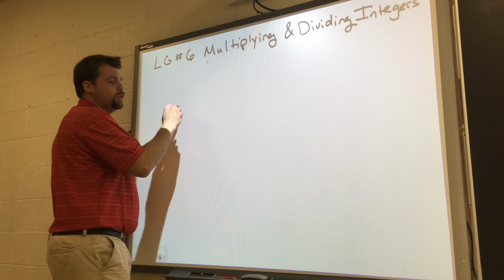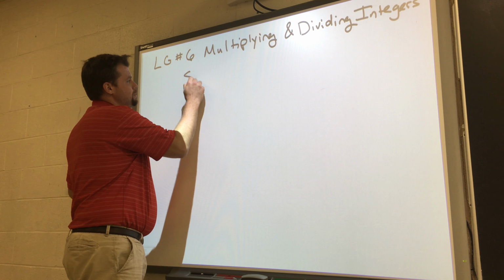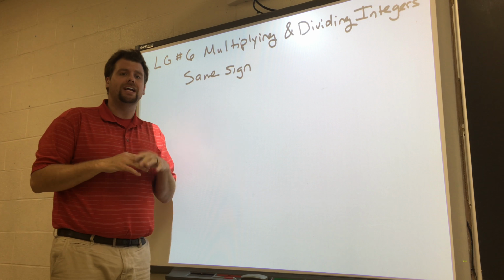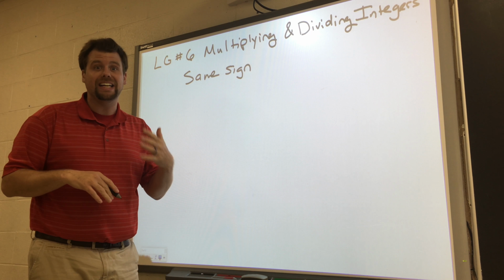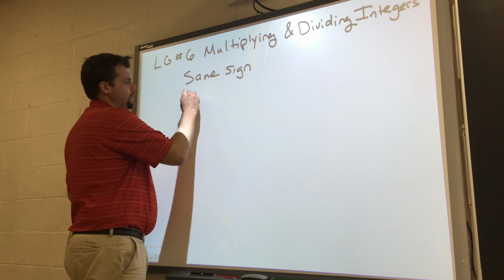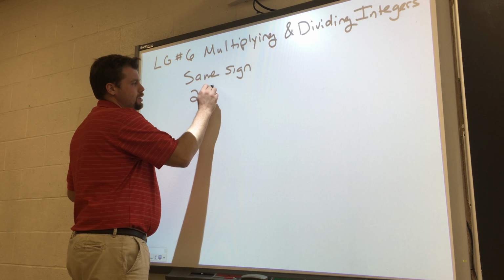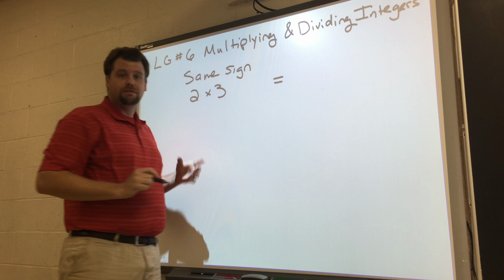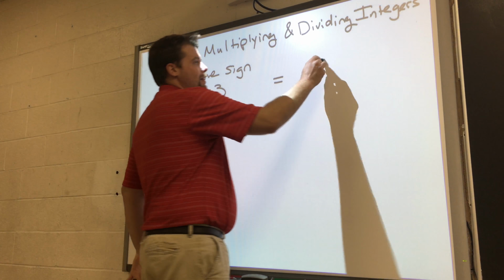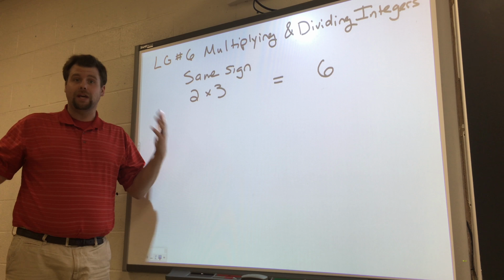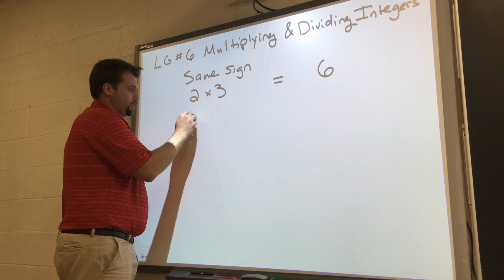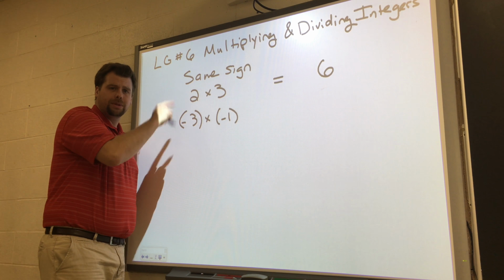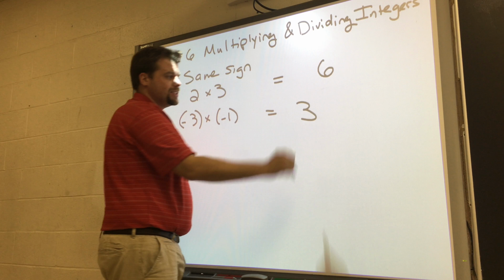Very important. If you are multiplying two integers with the same sign, or dividing two integers with the same sign. So for example, if I take 2 times 3, both positive, positive 2 times positive 3 equals positive 6. Multiplication of two negatives: negative 3 times negative 1 gives you a positive 3 also.